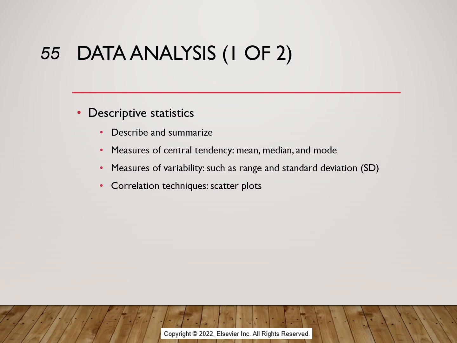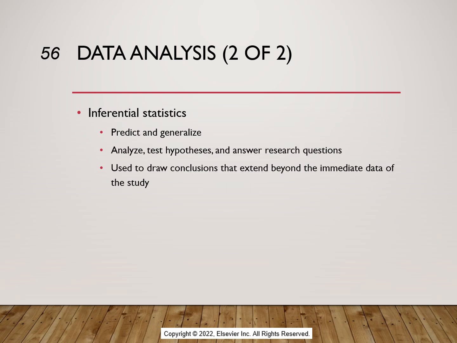You should be looking for descriptive statistics in the results section. Descriptive statistics describe and summarize the sample of participants. You should be seeing mean, median, mode, those measures of central tendency, as well as variability like range and standard deviation. Also included may be correlation techniques. These may be in the form of scatter plots, and they will show relationships between two variables.